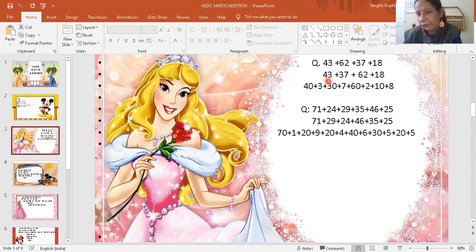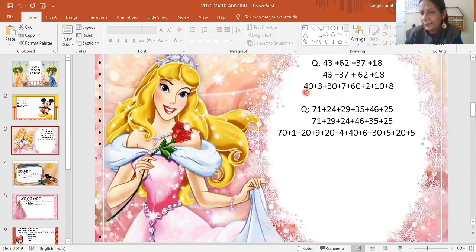Now you have to expand the form. Okay, look, what is 43? 43 is nothing else but 40 plus 3. What is 37? 37 is nothing else but 30 plus 7. Now plus 62. 62 is nothing else but 60 plus 2. What is 18? 18 is nothing else but 10 plus 8. So now you have expanded these terms.